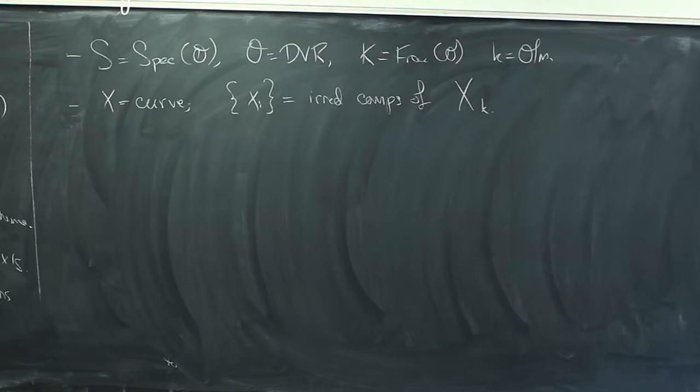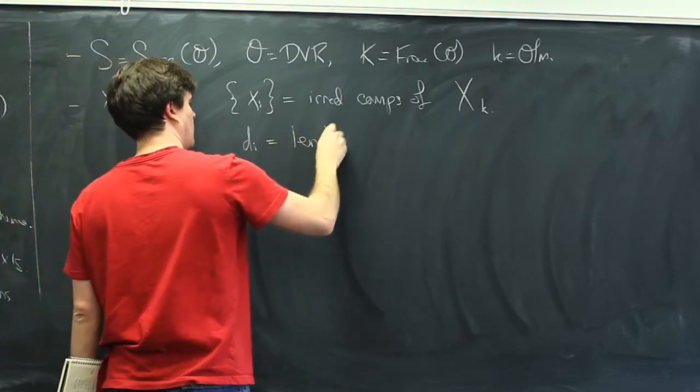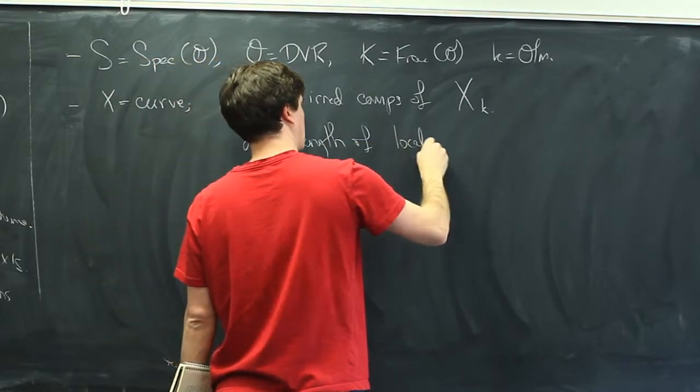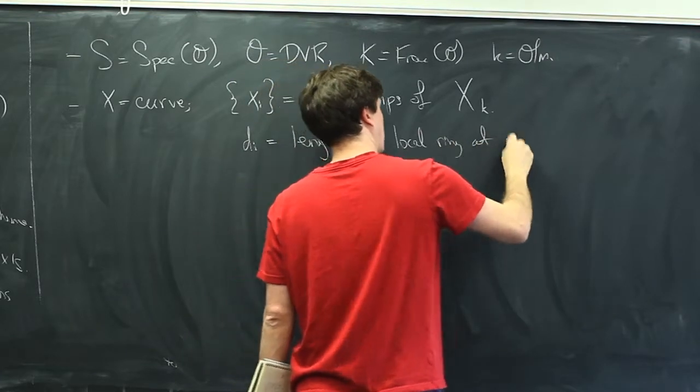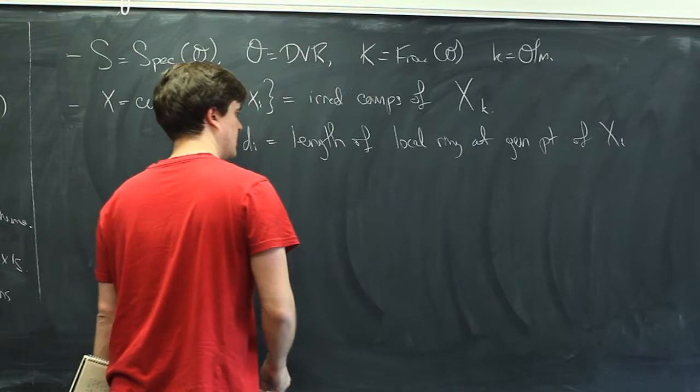So if you look at the generic point of one of these components and its local ring, it's some Artinian ring. If the component is generically reduced, it's just going to be the function field of that component, but if you have nilpotents in a dense open set, it's going to be bigger. And so d_i is defined to be the length of that ring, the local ring at the generic point of X_i. And this is called the multiplicity of X_i in X.